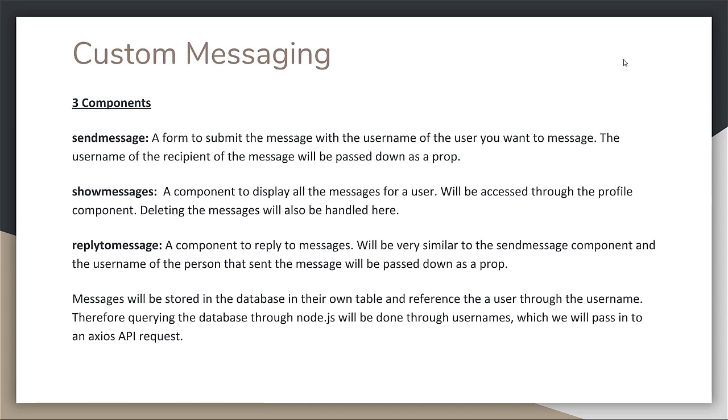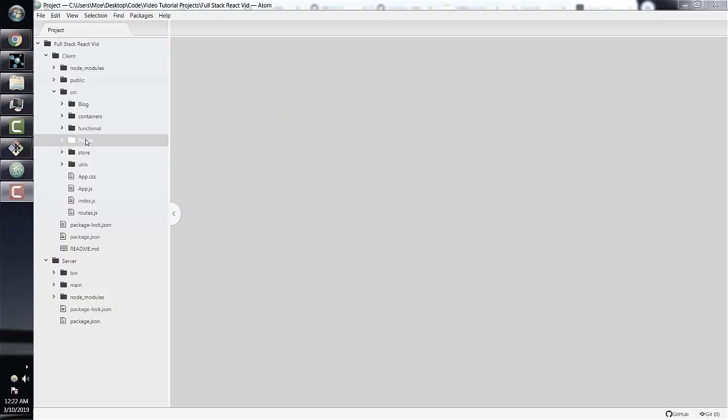Our custom messaging system will comprise 3 components. We'll need a send message component to actually send the message, a show messages component that will display in a table the list of messages a user received, and then reply to message. Again, this will automatically set the username in the component so the person does not have to enter it in manually. Our messages will be saved in a messages table with the username as a reference, so we can look up and query messages based on the username. So let's go back to our app and get started writing the code.